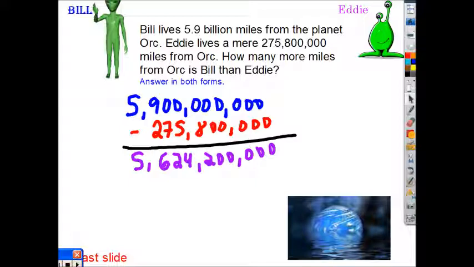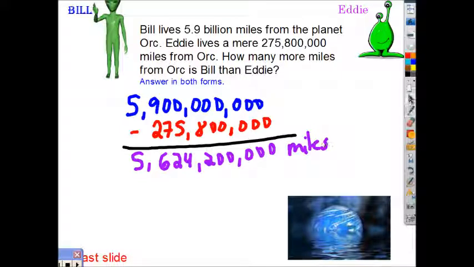So this, hopefully you know, is a subtraction problem. I wrote out both numbers in standard form. I did my subtraction. I had to do some borrowing, but that's okay. You've been doing that since 3rd grade. And this is my answer. So in standard form, it is that many miles.